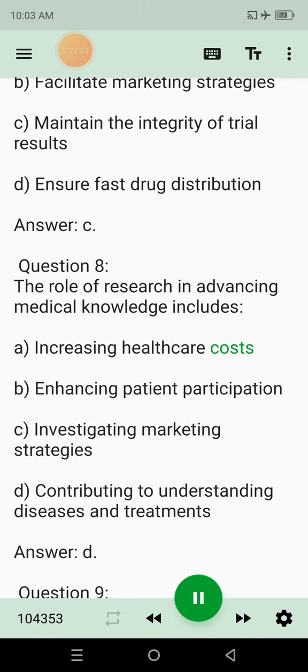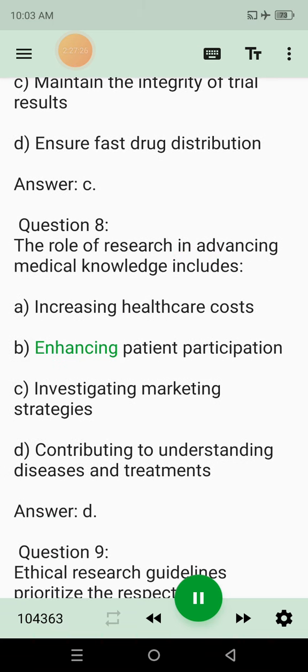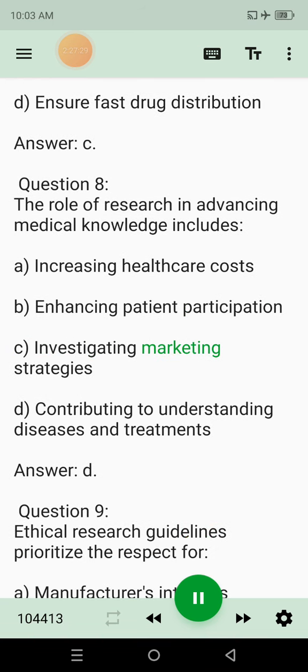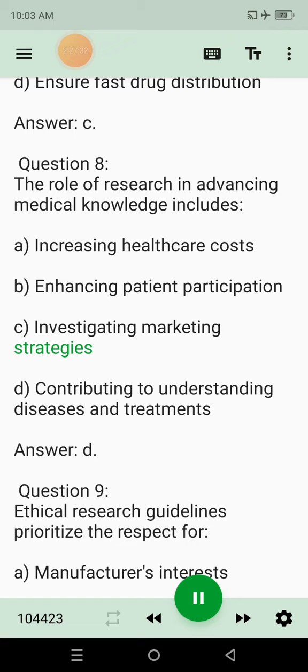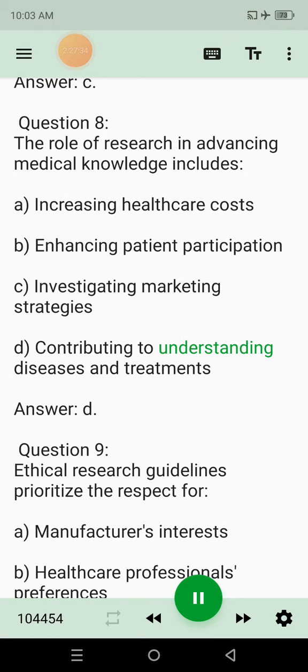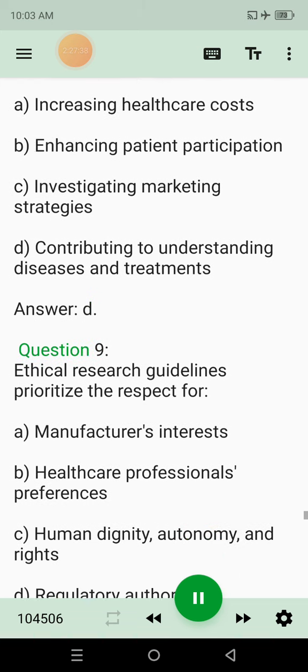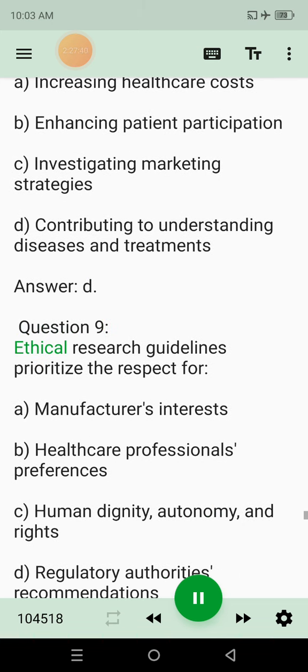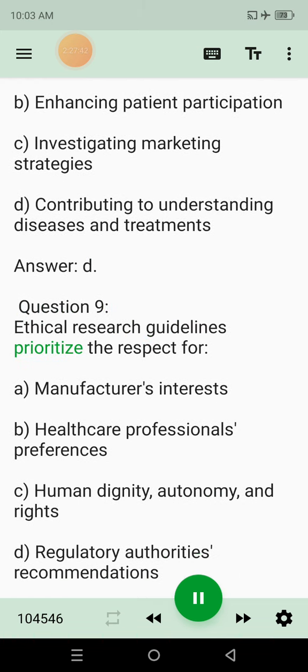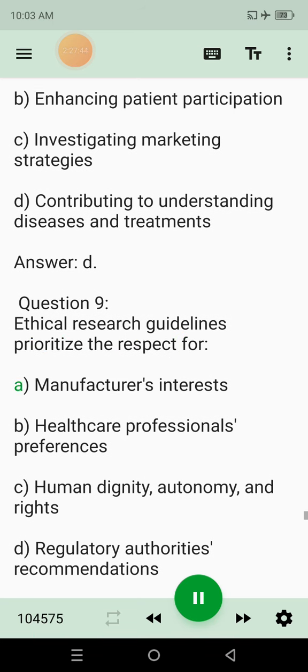Question 8. The role of research in advancing medical knowledge includes: A. Increasing healthcare costs. B. Enhancing patient participation. C. Investigating marketing strategies. D. Contributing to understanding diseases and treatments. Answer: D.